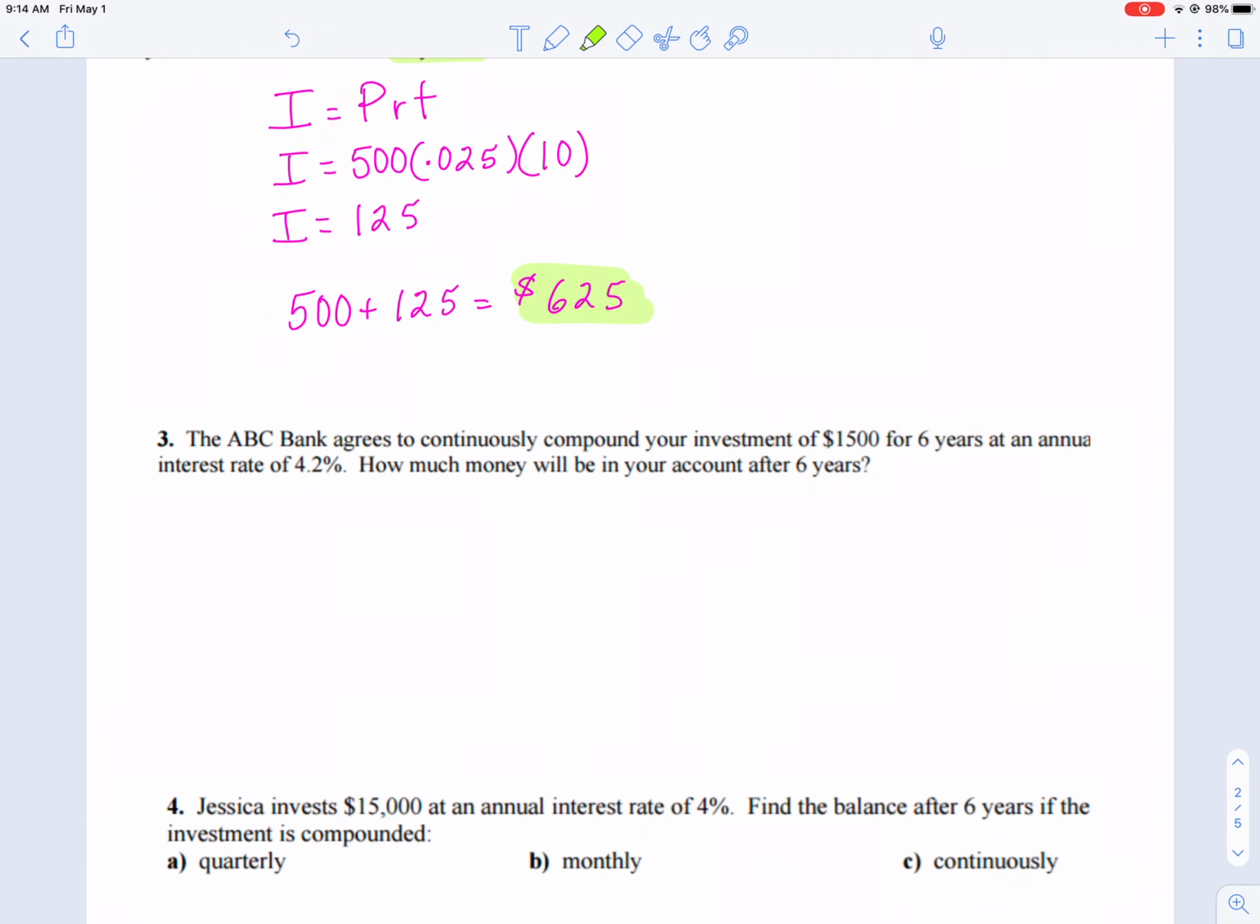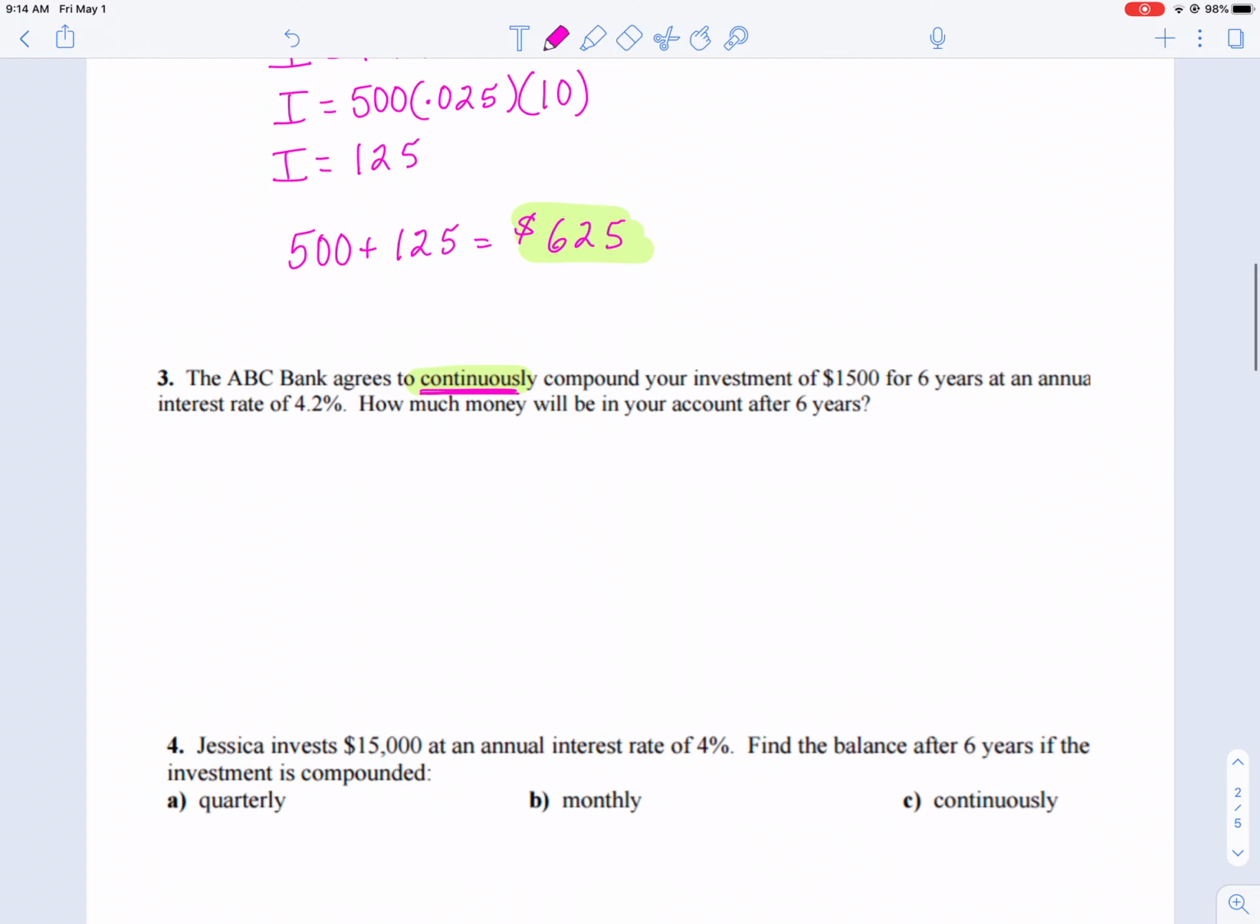ABC Bank agrees to pay, okay, here's your word, continuously. Most important word I could show you. That changes everything. Immediately, you see the word continuously, you're immediately going to use what they call the PERT formula, P-E to the R-T. Continuously means PERT. So you're going to find out how much you're going to end with when you put in $1,500 times E to the rate. Okay, so we got 1,500, 6 years, rate of 4.2.